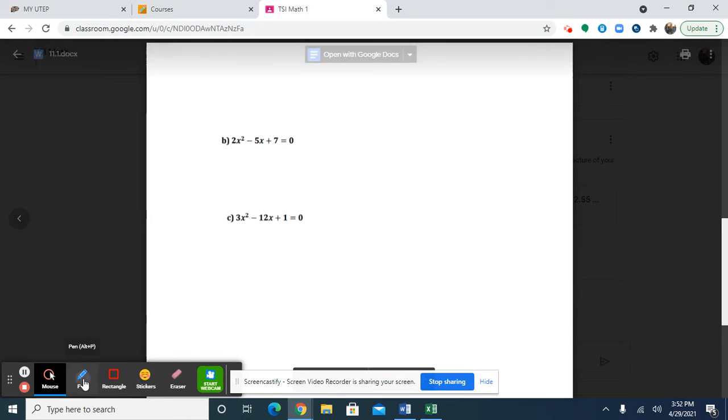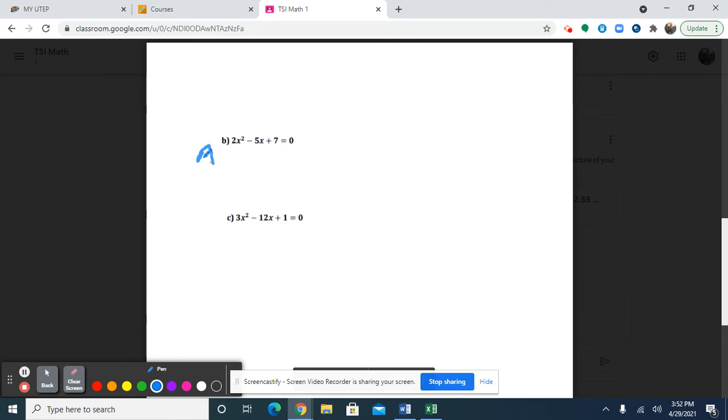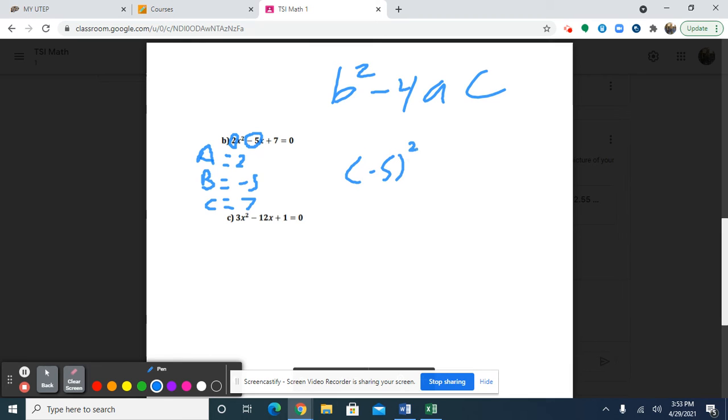So these are already equal to 0. So what we need to decide is what's our A, what's our B, and what's our C. So our A, again, the number in front of x squared, is 2. The number in front of x is negative 5. That's our B. And our last number is C. So what we need to do is, again, b squared minus 4ac. So negative 5 squared minus 4 times 2 times 7.